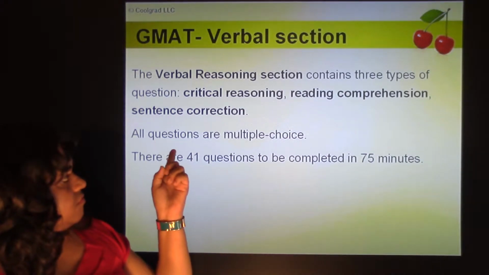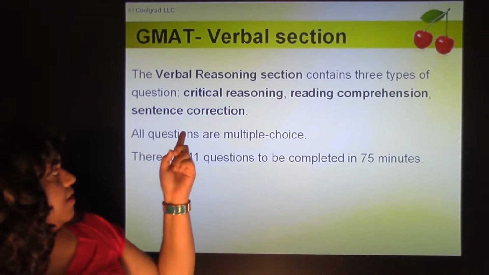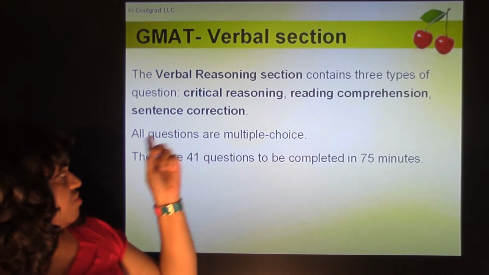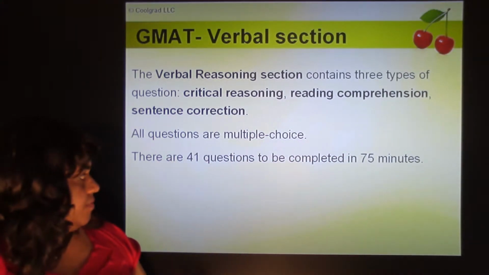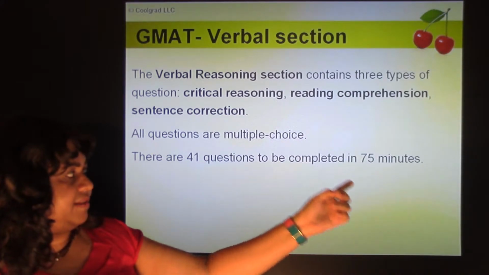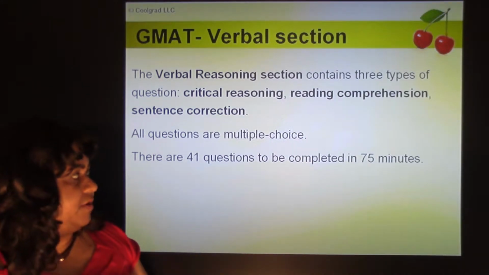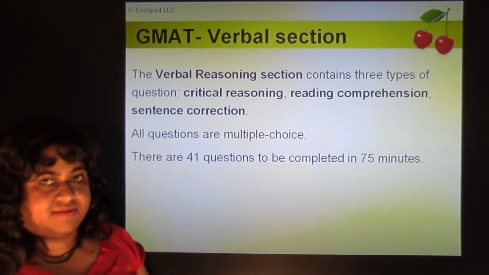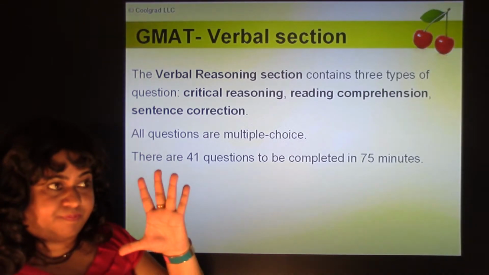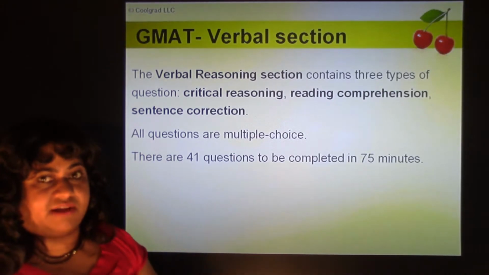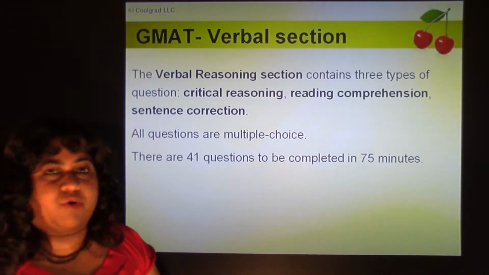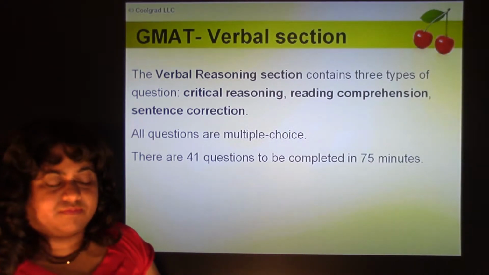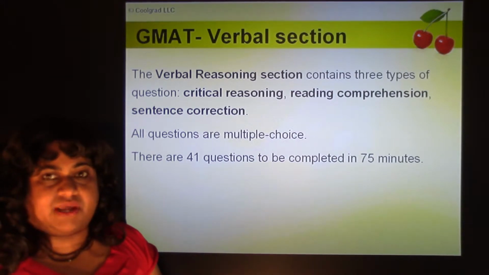Verbal section. There's critical reasoning, reading comprehension, and sentence correction mainly. All the questions are multiple choice. There are 41 questions to be completed in 75 minutes. So if you think about it, for each question you don't even have 2 minutes. Remember, you have to read the big paragraphs for reading comprehension and then answer the questions. So for every question, you can't probably spend more than 40 to 50 seconds, because there's so much of a time constraint. A lot of people run out of time.